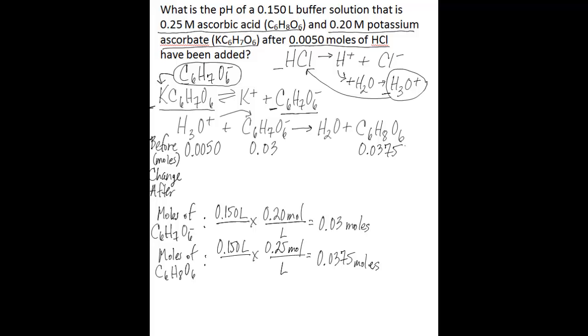The next thing you want to do is subtract 0.0050 from both of the reactants, because for every mole of hydrochloric acid added, you get 1 mole of hydronium ion, and for every mole of hydronium ion that reacts, you're going to lose those hydronium ions, but also lose 1 mole of ascorbate anion.